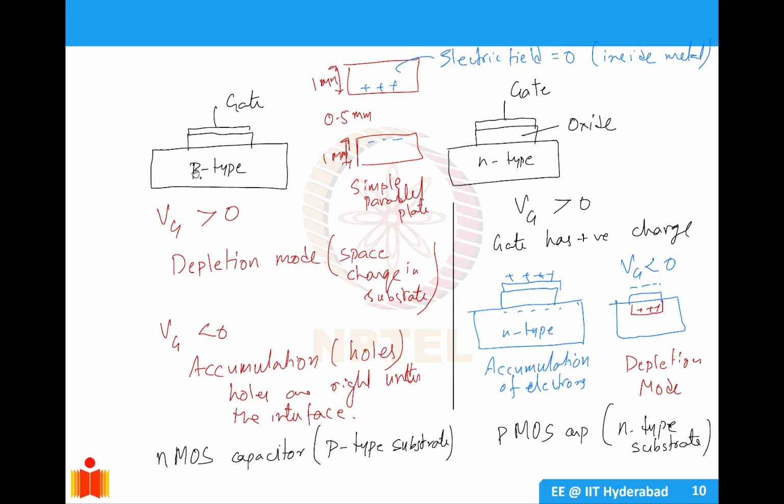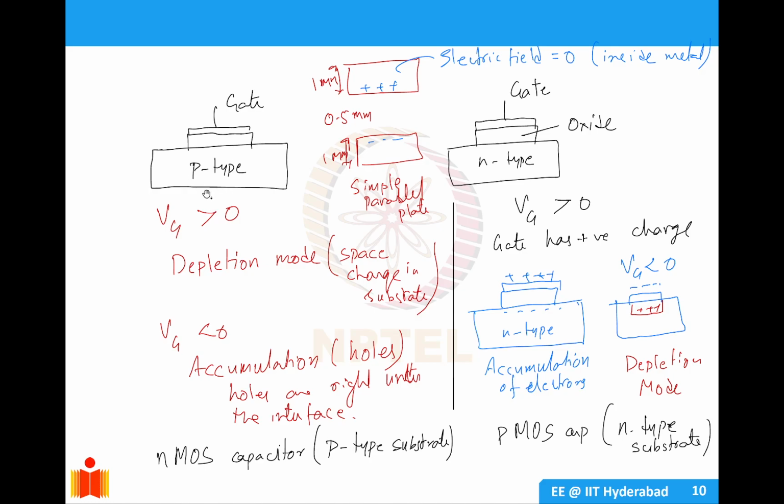So first we consider a case where our semiconductor substrate is p-type. If you have a p-type semiconductor, it is called an NMOS, because we consider that the metal is n-type. So we consider the metal is oppositely doped. There is no actual doping in the metal, but we make an assumption that the metal is oppositely doped to our substrate.